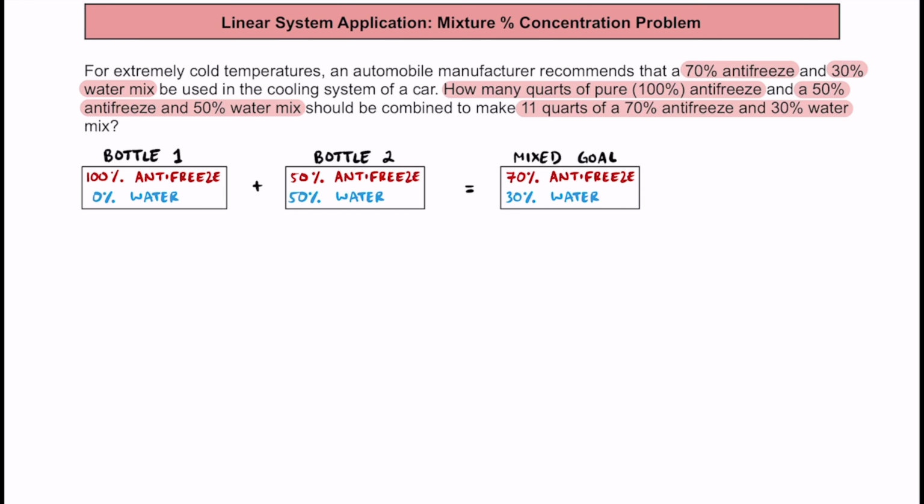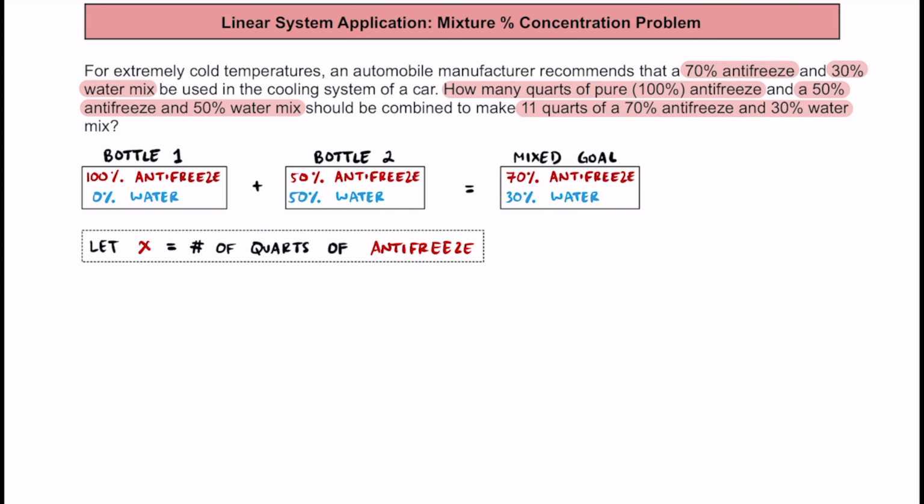Hopefully we now understand the situation a little bit better, so let's go ahead and define two variables so that we can write a system of linear equations. Let's let x represent the number of quarts of antifreeze, and let y represent the number of quarts of water. Next, let's go ahead and set up two linear equations.